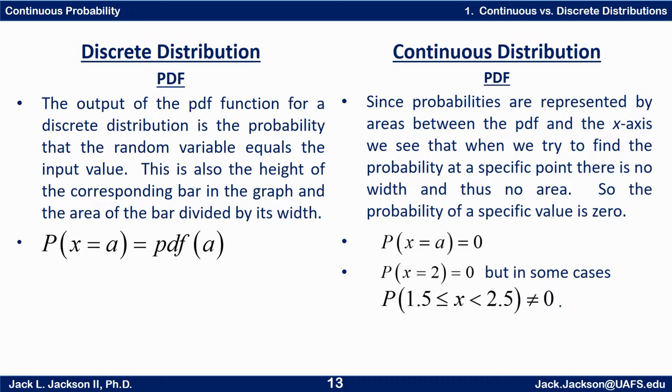So if I said, what's the probability that x equals 2? Well, it's 0. It doesn't matter which distribution it is. As long as it's a continuous distribution, that probability has to be 0.